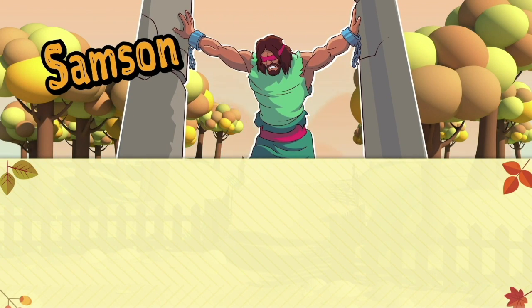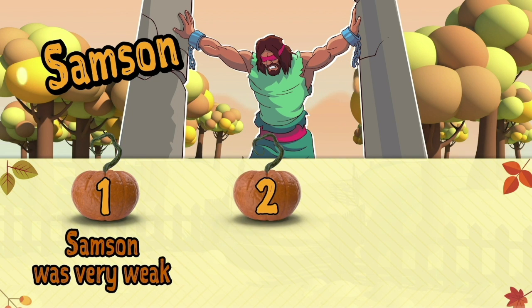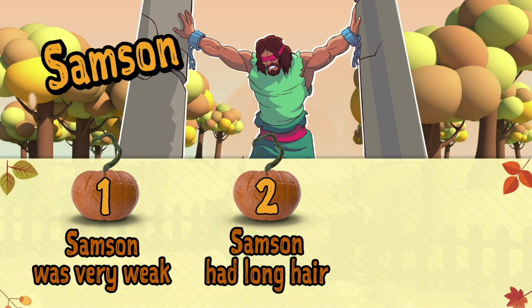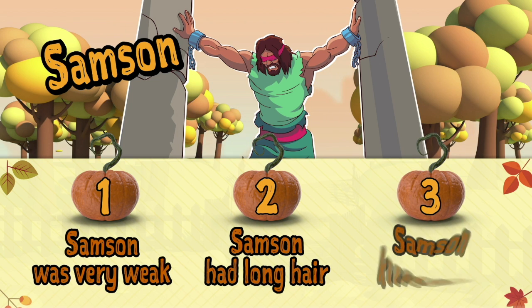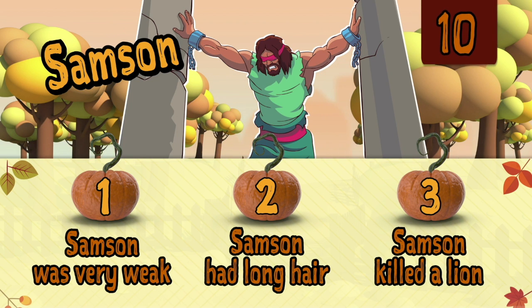Now, which of these is not true about Samson? 1, Samson was very weak. 2, Samson had long hair. 3, Samson killed a lion. Okay, time to get those fingers up. Which pumpkin do you think is not telling the truth?